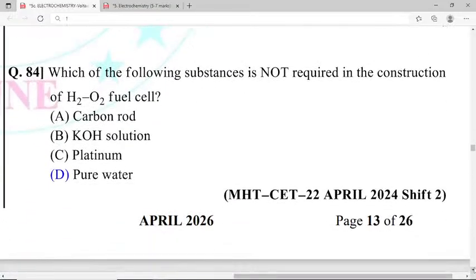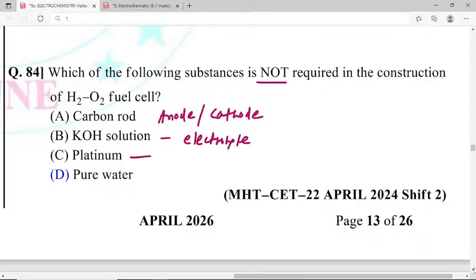Next, which of the following substances is not required in the construction of H2O2 fuel cell? Carbon rod, correct, anode and cathode. KOH, electrolyte. Platinum, catalyst. Pure water, not required. It is a byproduct.